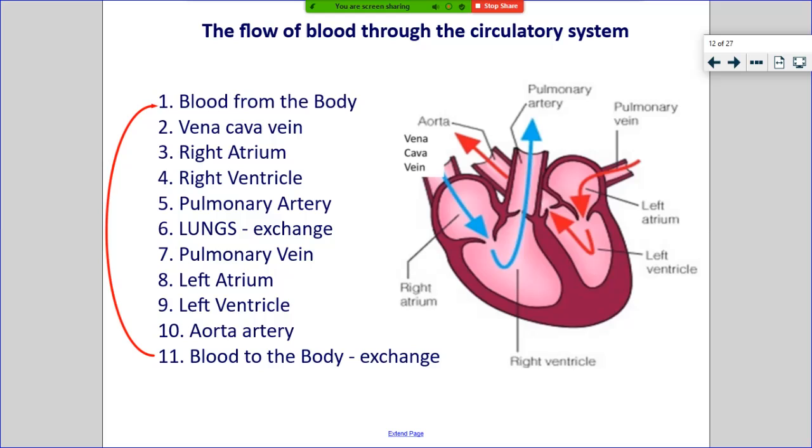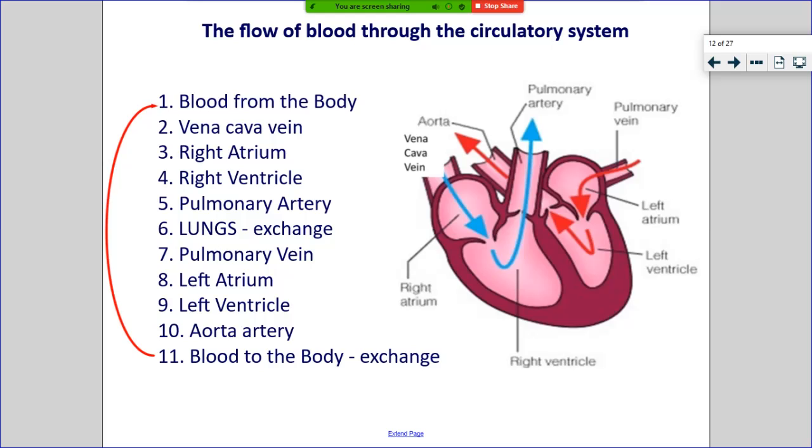Up at the lungs, gas exchange takes place. The blood picks up oxygen, it drops off carbon dioxide, and it comes back to the heart through the pulmonary vein into the left atrium. Now it's full of oxygen. It travels down to the left ventricle, up and away from the heart through the largest artery in the body, the aorta, and that delivers the oxygenated blood to the cells in the rest of the body.